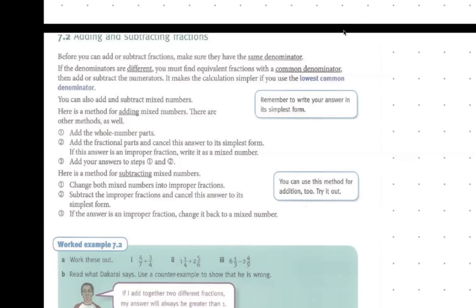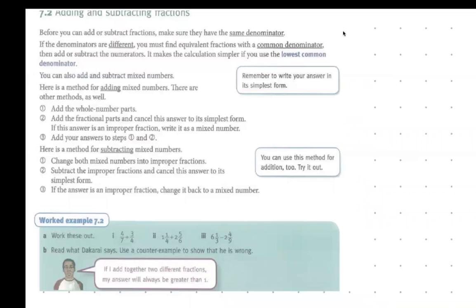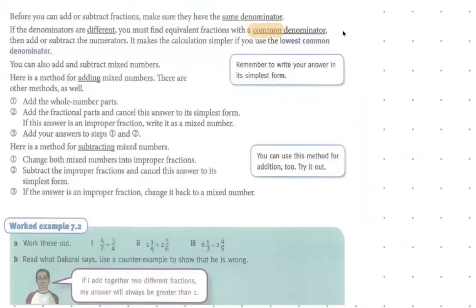In 7.2, we are adding and subtracting fractions. So we need to add them or subtract them. These two are very similar. Whenever we do adding and subtracting, they follow the same rule. It means that both of them must have something called a common denominator. They must have the same denominator.